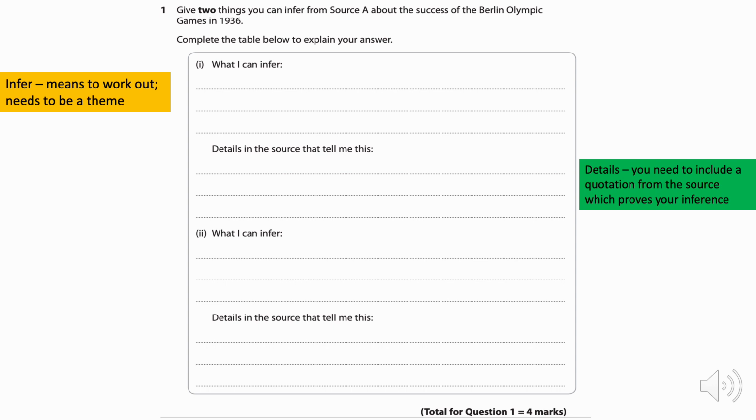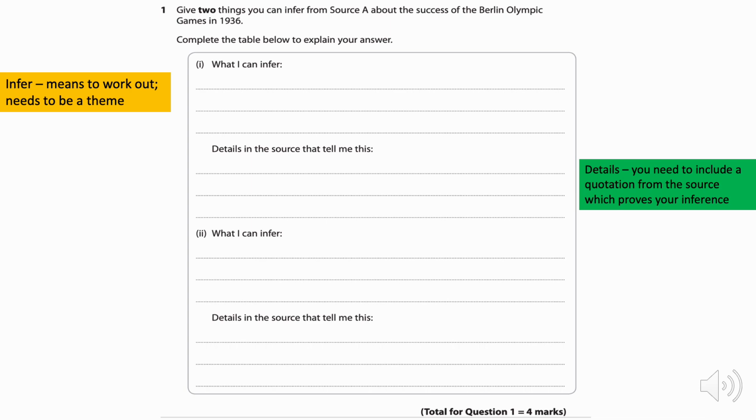You then need to give details. Details means evidence, so that means a quote from the passage. If I go back to my example of the teacher, I would be saying I can infer that they have anger issues. Details that tell me this is the fact that they have slammed their fist onto the table. So don't get that twisted. Your inference needs to be what you can work out, what you can understand, and then the details in the source need to be your evidence. In this case, you need to pick a quote from the source, which was on the previous slide.